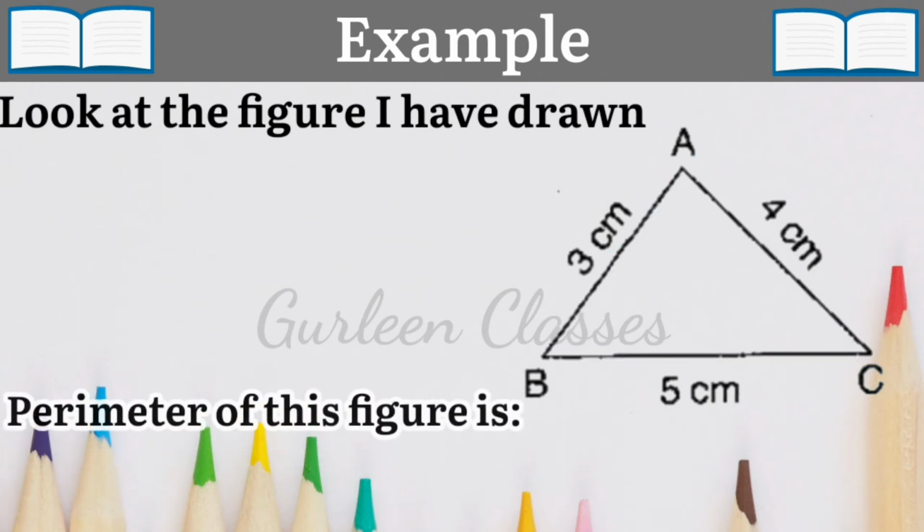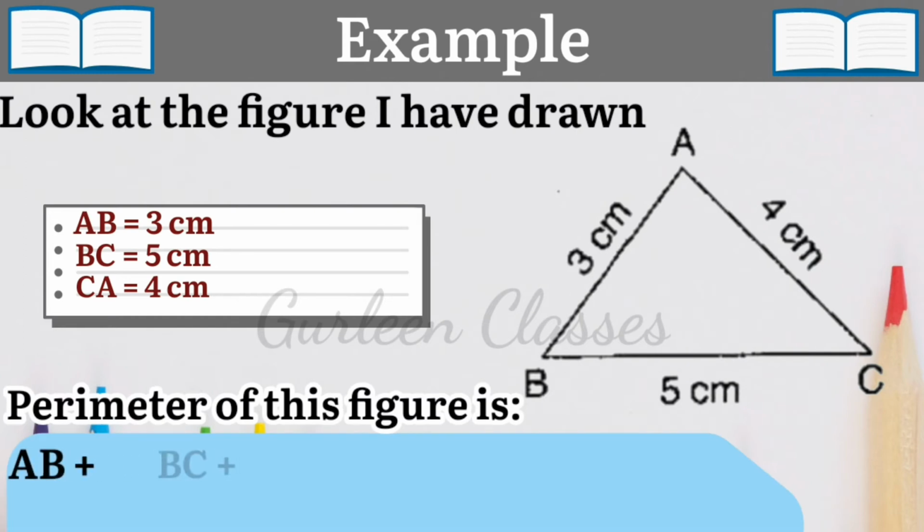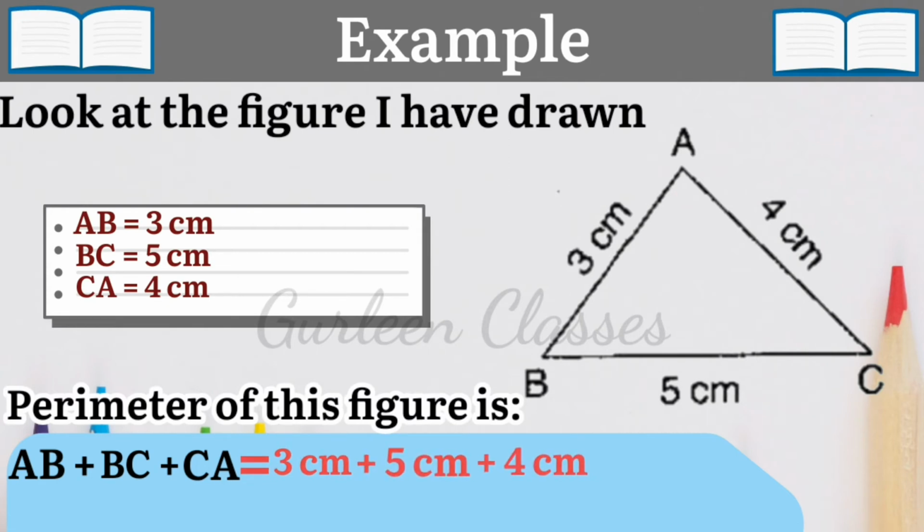Thus, the perimeter of this figure is AB equals 3 cm, BC equals 5 cm and CA equals 4 cm. So, AB plus BC plus CA equals 3 cm plus 5 cm plus 4 cm. That is equal to 12 cm.